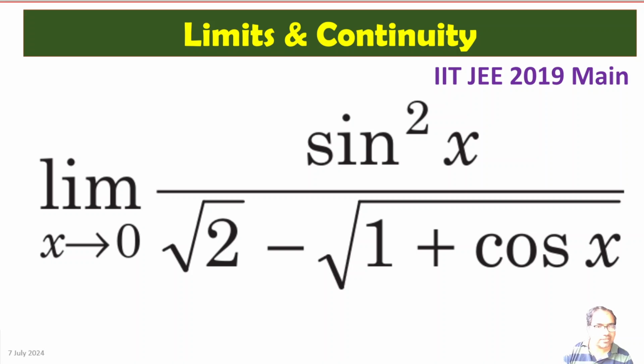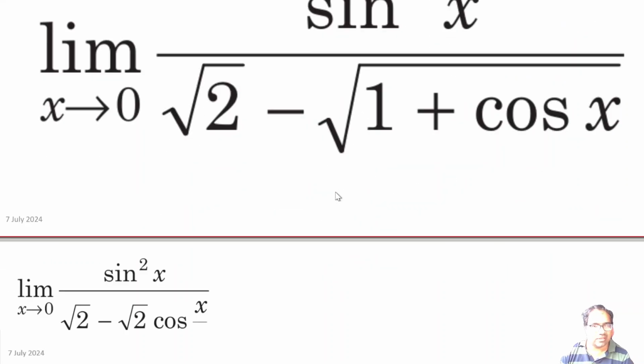We have here limit x tends to 0 of sin square x by under root 2 minus under root 1 plus cos x. Sin x is 0 when x equals 0, and 1 plus cos x will be 2, and here in the denominator also we have under root 2 minus under root 2. Right, basically we have a 0 by 0 form. We have to do some kind of manipulation to make this denominator non-zero. So let us do some basic trigonometric manipulation.